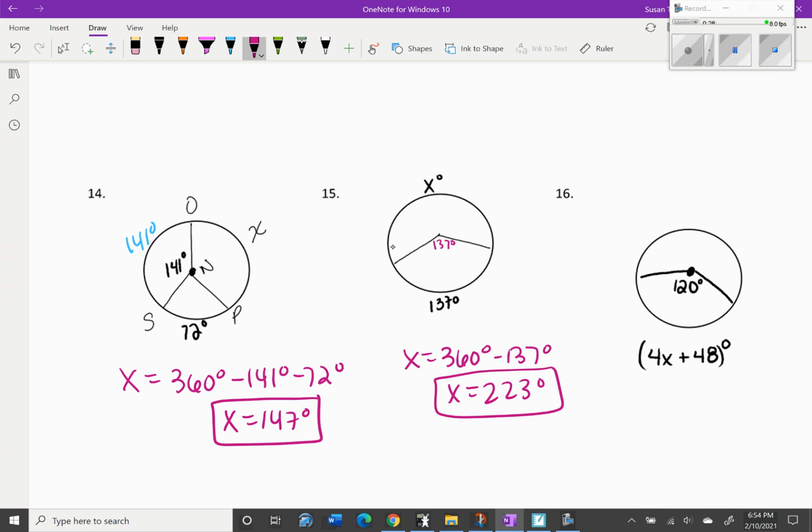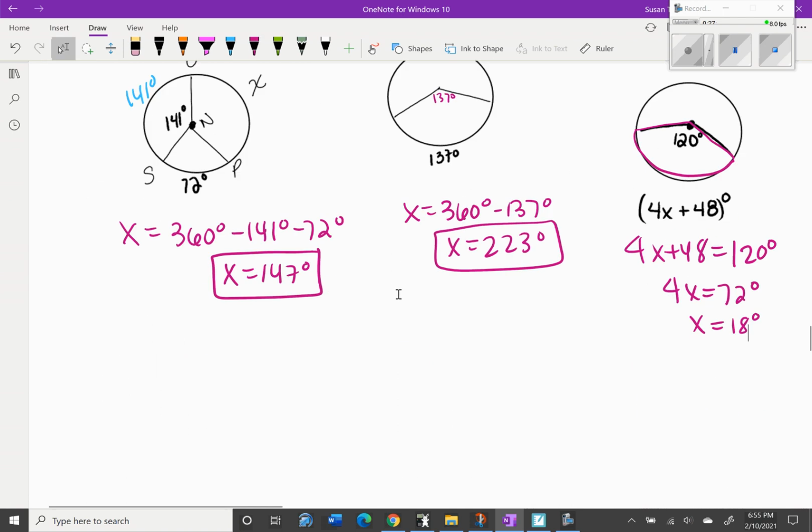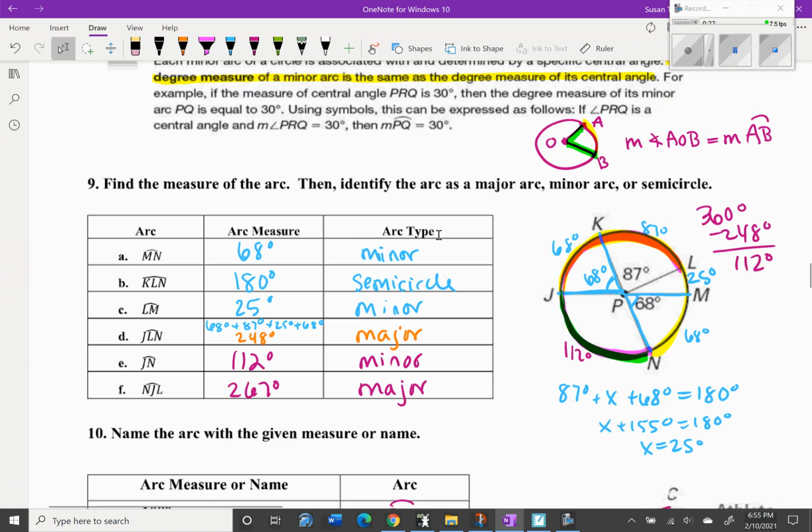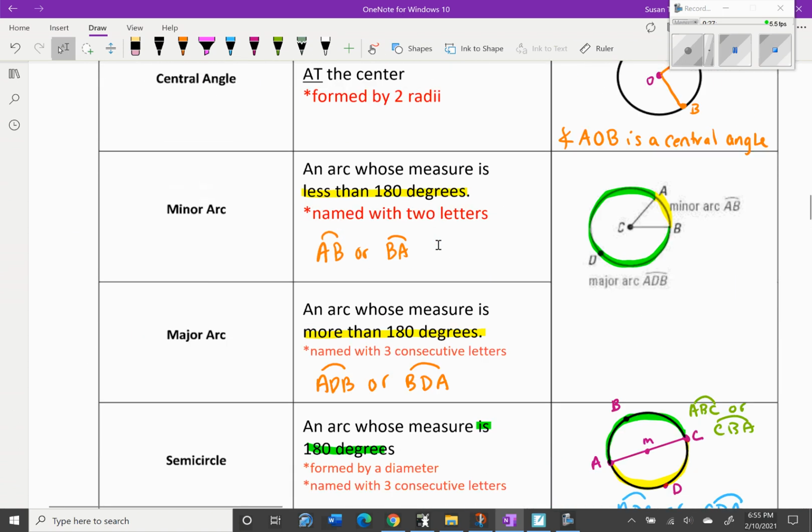And for the last one, we're given that this angle is 120 degrees, and we want to find this arc, which we're given is 4x plus 48. So 4x plus 48 must be equal to 120 degrees. So subtract 48, you get 4x equals 72 degrees, divided by 4, and x equals 18 degrees. So that is it for our circle vocabulary and central angle measures, and again, those other arc definitions that we looked at as well.